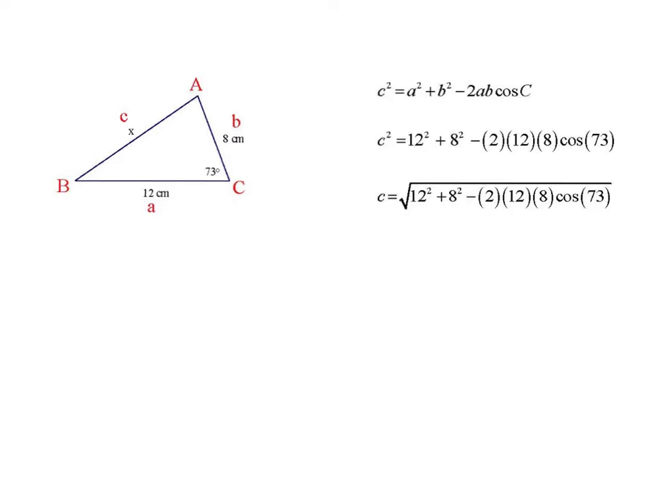This whole big expression can be typed directly into your TI, and the TI will do all the work for you and tell you that side c is 12.32 centimeters long.